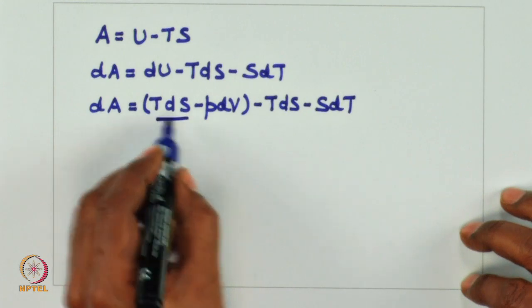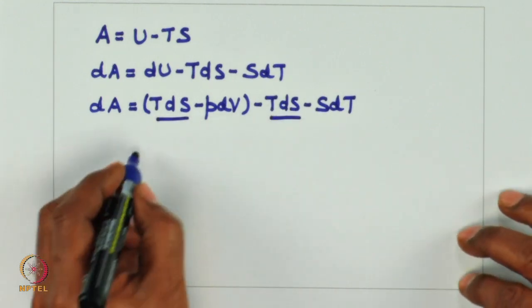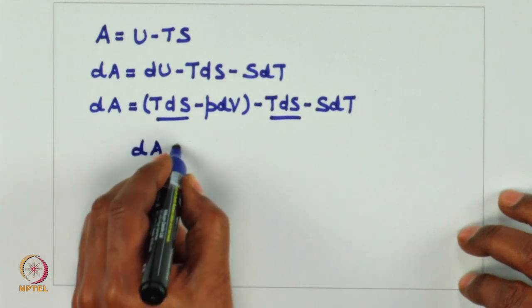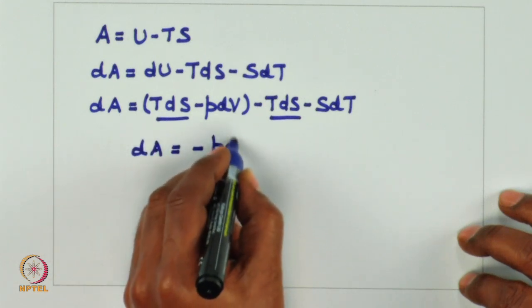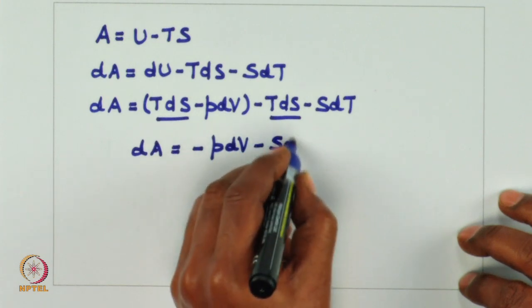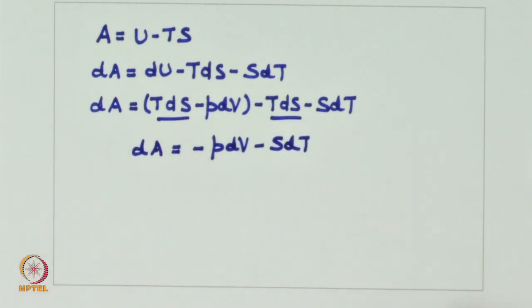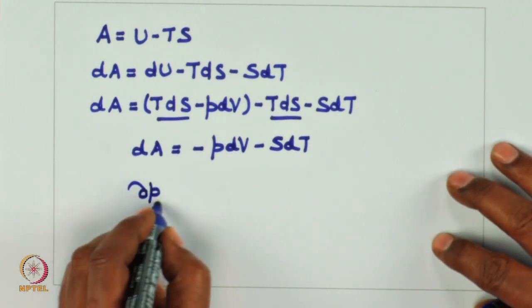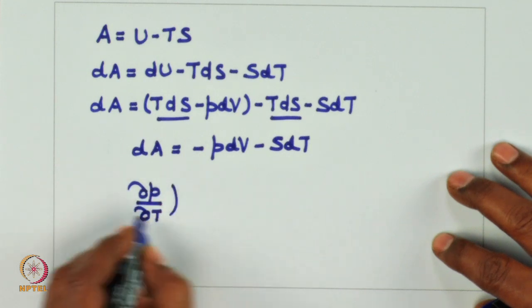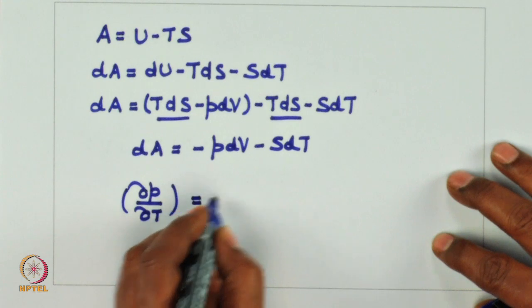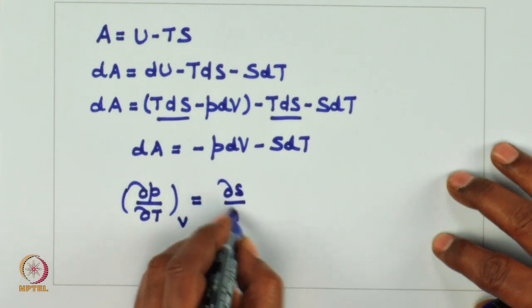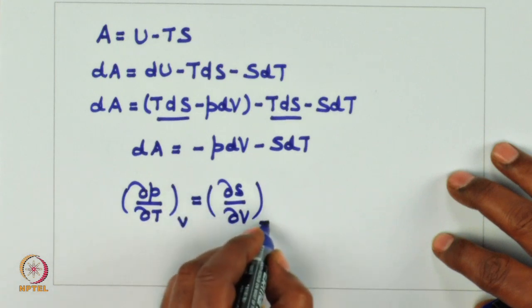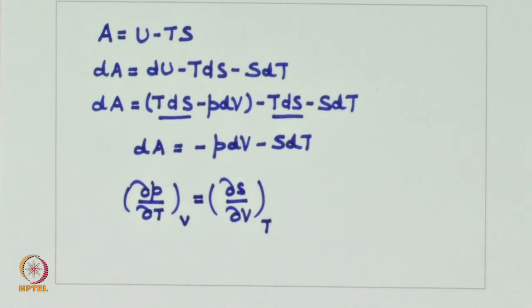So, here this and this get cancelled. So, what I have is dA is equal to minus P dV minus S dT. Now, this leads me to write the expression (∂P/∂T) at constant volume is equal to (∂S/∂V) at constant temperature. So, this is the fourth Maxwell relation.